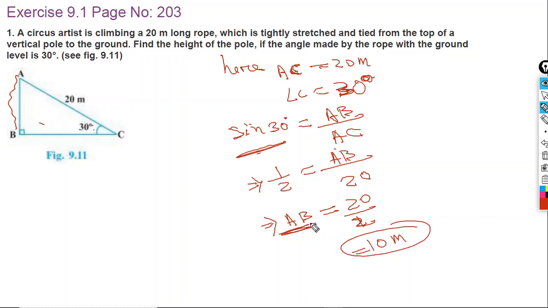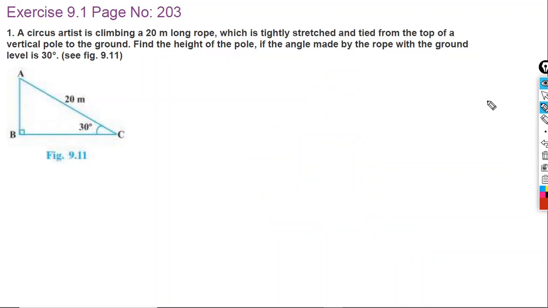So who is AB? AB is the height of the pole. Look at it. AB is the height of the pole. So we got the height of the pole is 10 meters. Okay. Now we will move to the next question.